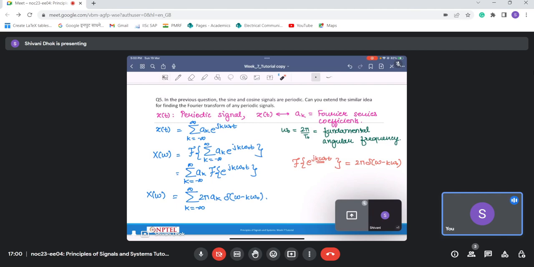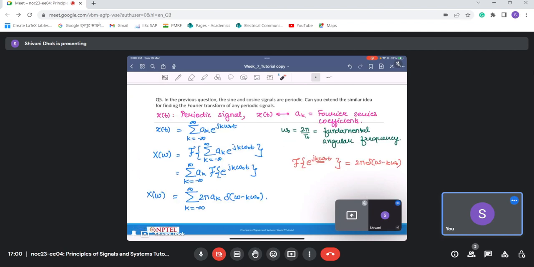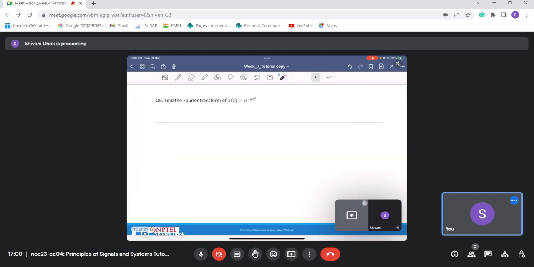So from this example, we can see that any periodic signal can have its Fourier transform found out with the help of its Fourier series coefficients, which is something like this. If there are any questions for this, please let me know. Let us look at the next question.